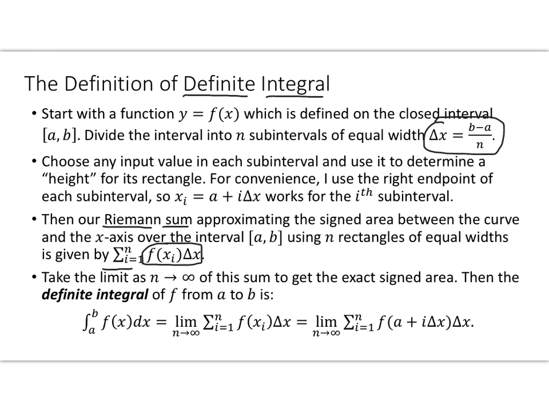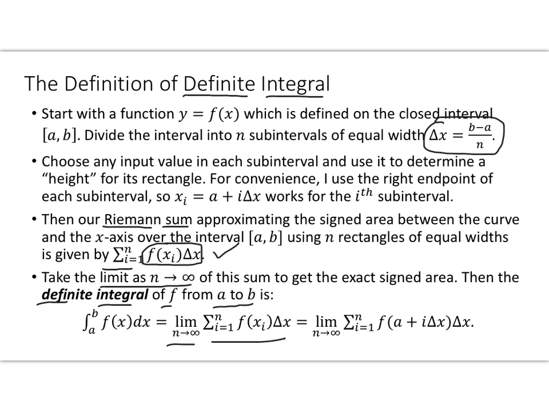Now what we said a little bit ago is that if we have more rectangles, then we get a better approximation. So to get the exact signed area, we take a limit as n goes to infinity of this sum that we've just created. And that should give us the exact signed area. So this object, this limit as n goes to infinity of this Riemann sum, is what's known as the definite integral of f from a to b.